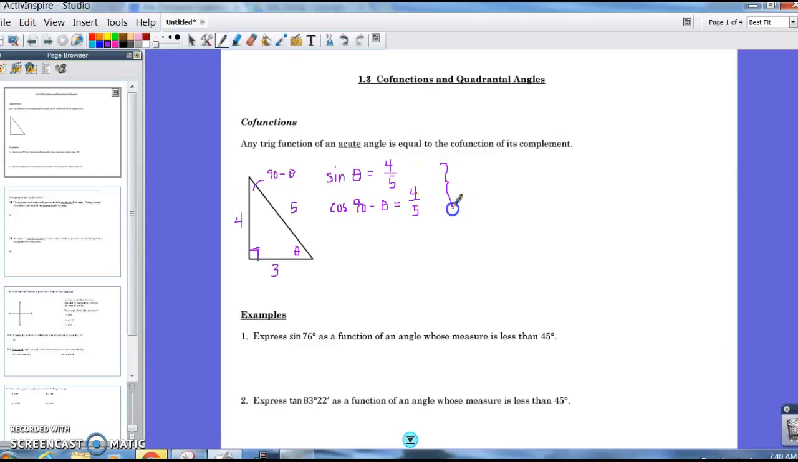So what I can say from that is that the sine of theta is equal to the cosine of 90 minus theta. Therefore, sine and cosine, excuse my bad handwriting here, are cofunctions. It's hard to write on this thing. Okay, sine and cosine are cofunctions.